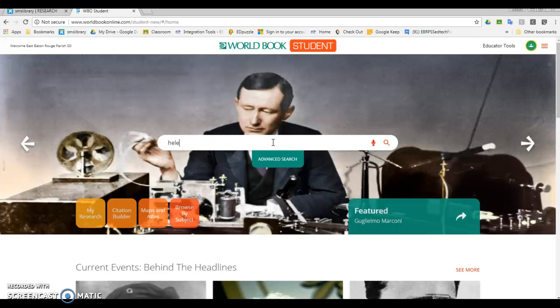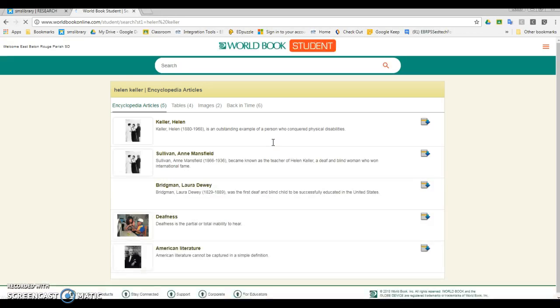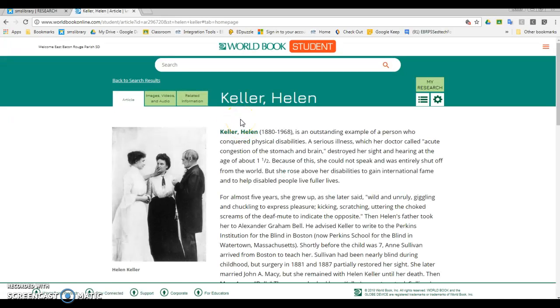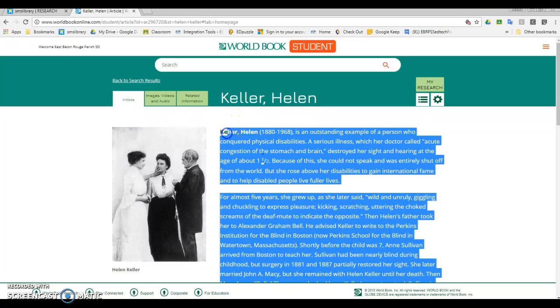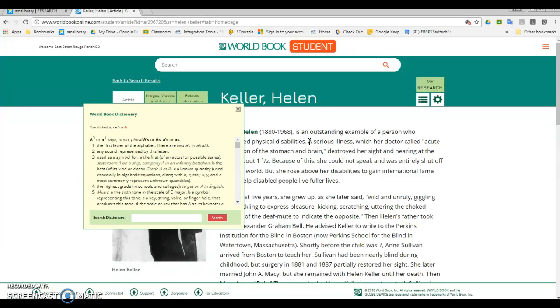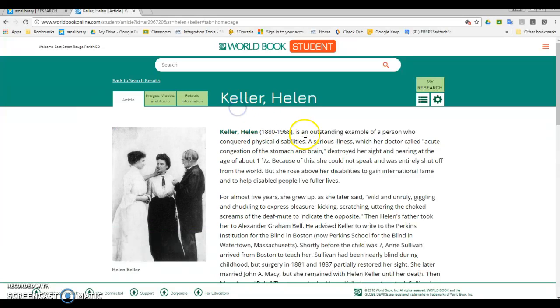I'm going to type in the name of the person I am looking for, Helen Keller. And I'm going to choose, of course, my first entry because this is the article about her. Now, one of the questions on your research question sheet asks you to write one sentence explaining why your person is famous. Your answer for that is right up here at the top. It's going to be the first sentence in the encyclopedia entry. This first sentence is kind of a summary of what the person is known for.